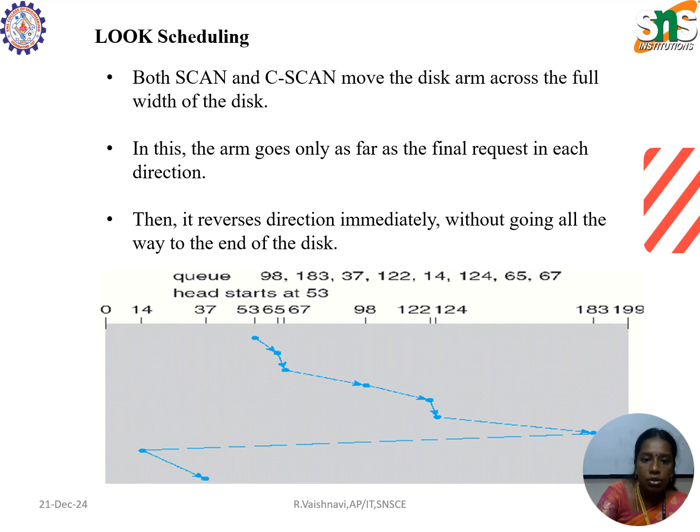Next one is the LOOK scheduling. Both SCAN and C-SCAN move the disk arm across the full width of the disk. Here we have the diagram for the LOOK scheduling. It starts from 53 to 65 and then 67. It goes to 98 and then 122, 124. Then it goes to 183, and after 183 it goes to the smallest number, that is 14, and then 37.